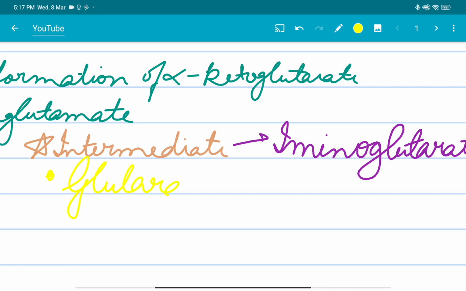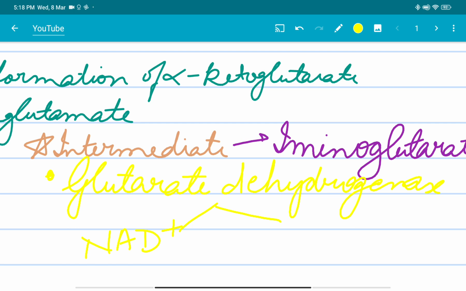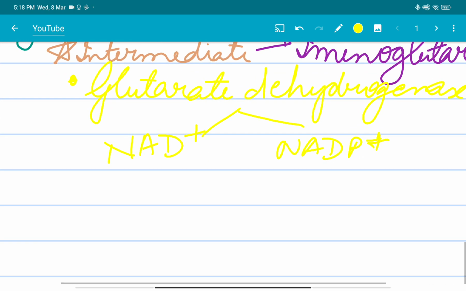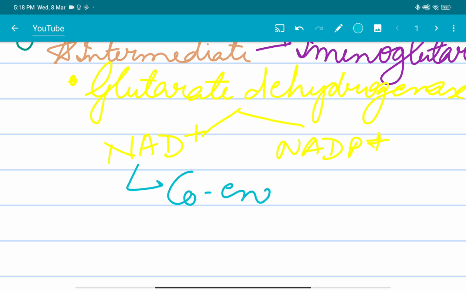So what is the role of glutamate dehydrogenase? Glutamate dehydrogenase catalyzes the conversion of glutamate into alpha ketoglutarate. Glutamate dehydrogenase can use NAD plus or NADP plus as a coenzyme.